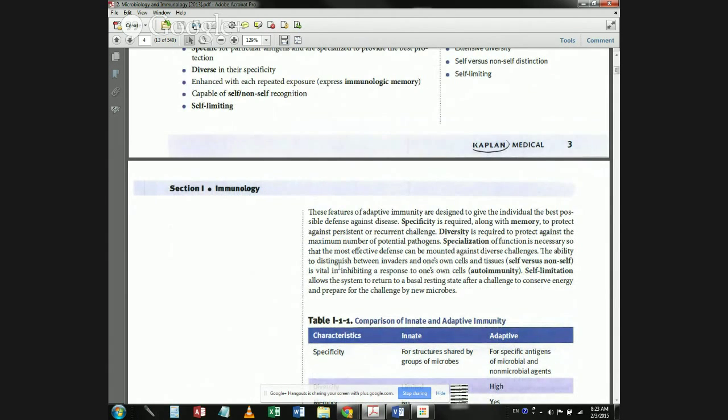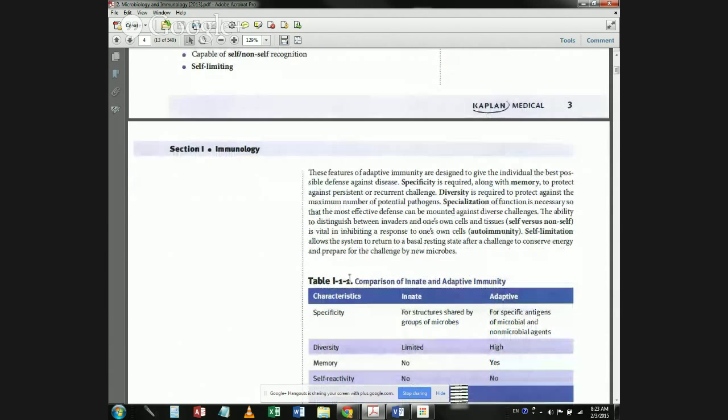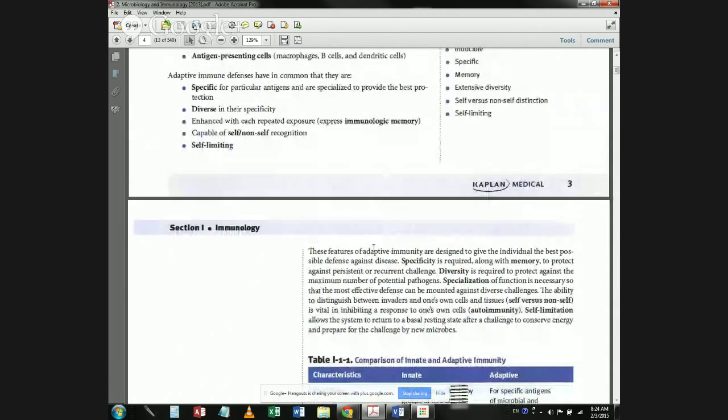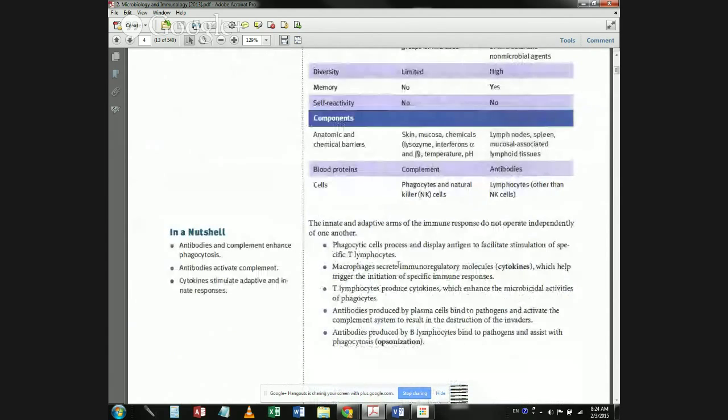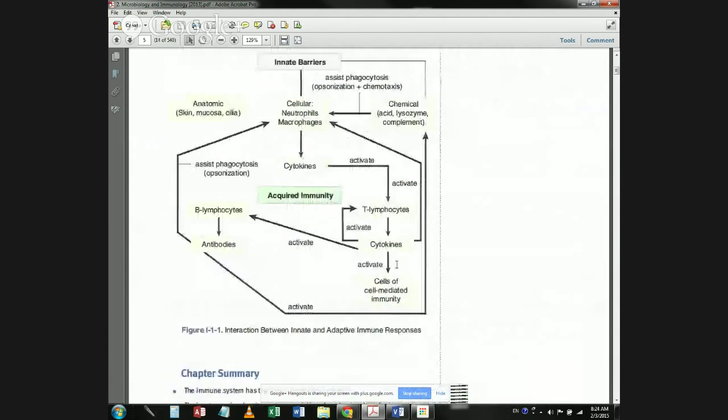Specialization of function is necessary so that most effective defense can be mounted against diverse challenges. So they're specialized. Each one is specialized, and then there's diversity. Okay. They do not attack your own body, so that you don't get autoimmune reactions. And it's limited because it can always go back to its normal state once the insult has been removed. Okay, pretty good for a first time.